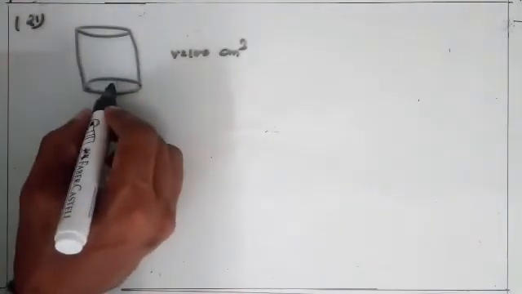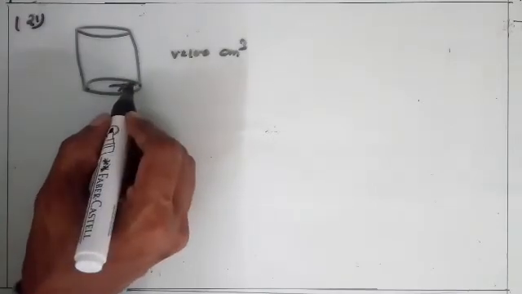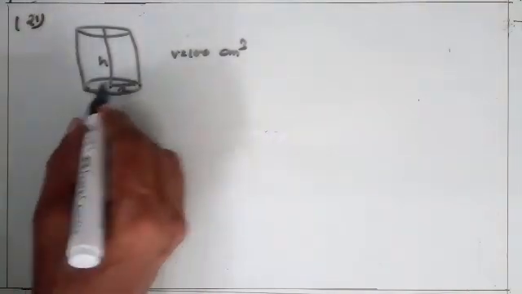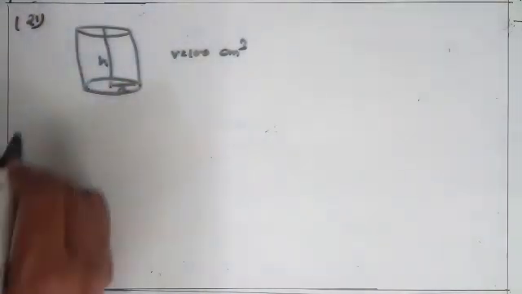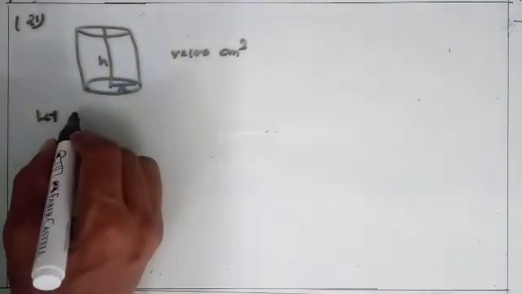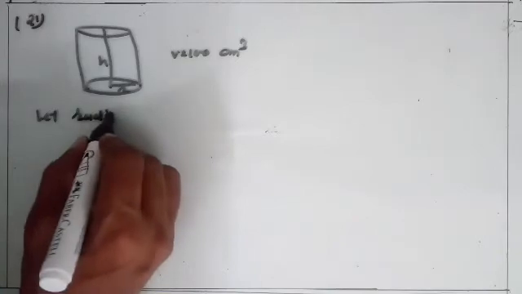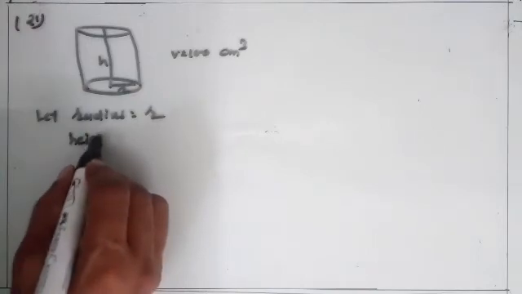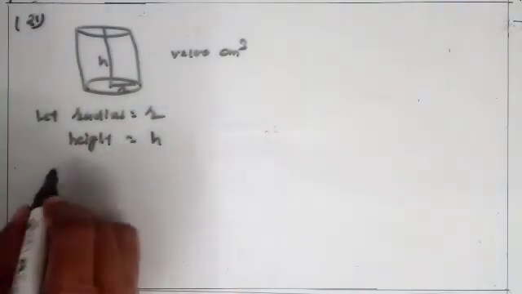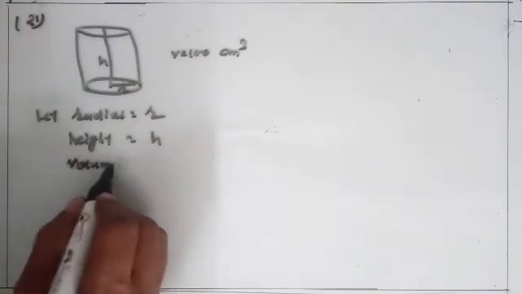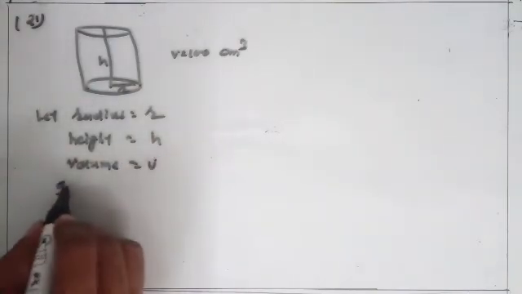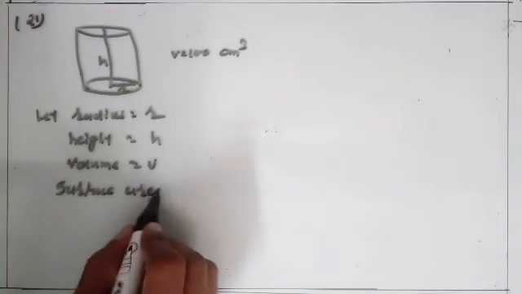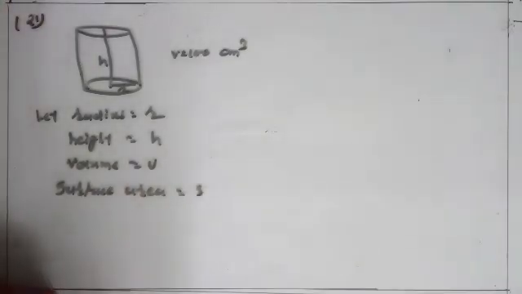For this, first we suppose the radius of a cylindrical can is equal to r, height is equal to h, volume is equal to V, and the surface area S. Let radius is equal to r, height is equal to h, volume is equal to V, and the surface area is equal to S.